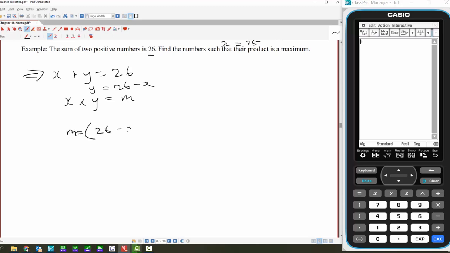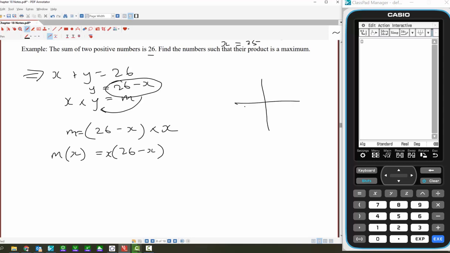m equals 26 take away x times x. So all I've done is I've substituted that value for y into there. All right, so here's my maximizing function. So we want to get the maximum value there. So I'm going to go m of x, because it's in terms of x only, is equal to 26 take away x multiplied by x.